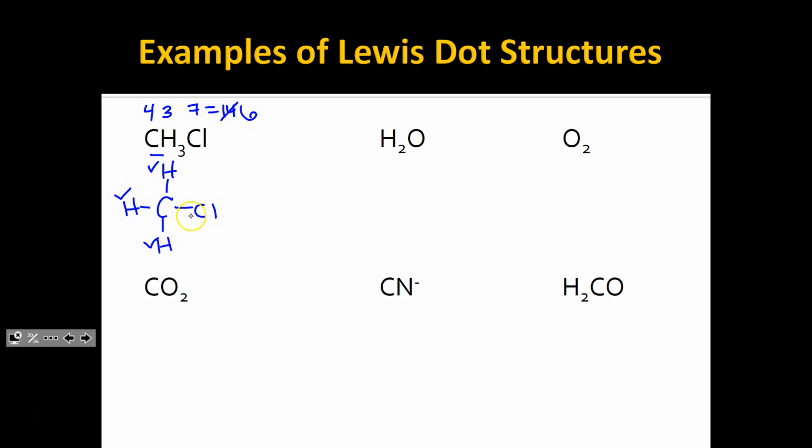Chlorine wants 8, and right now it only feels 2 electrons around. So I'm going to take those 6 electrons that I've got and start placing them around the chlorine. 2, 4, and 6. Oop, you can't see that 6th one. There we go. So by doing that, I have used my 6 valence electrons, and now I have 0. I don't have any other valence electrons at my disposal.